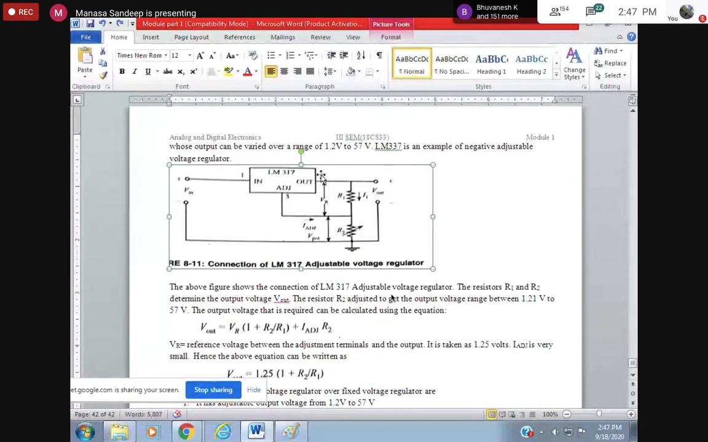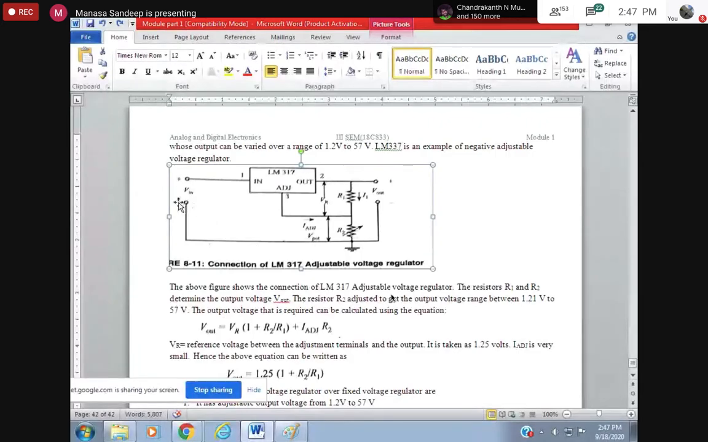You will get this LM317 similar to an IC. It has three pins. To pin number one, you apply the input. Pin number two is the output. Pin number three is internally connected to two resistors, out of which one is a variable resistor.